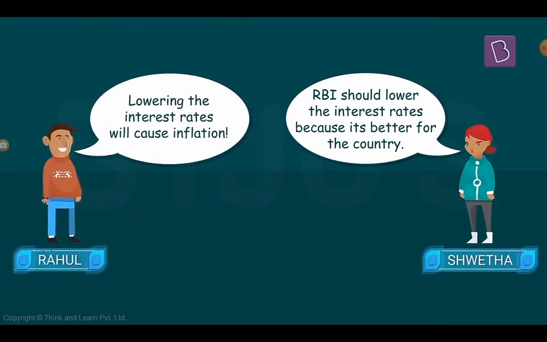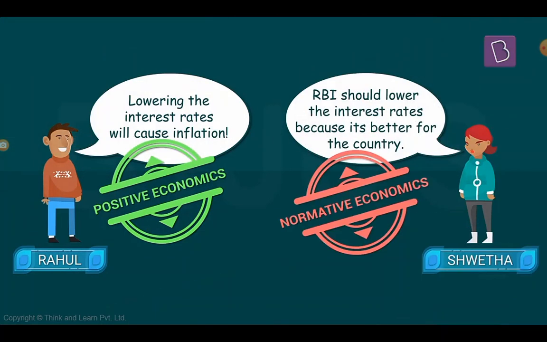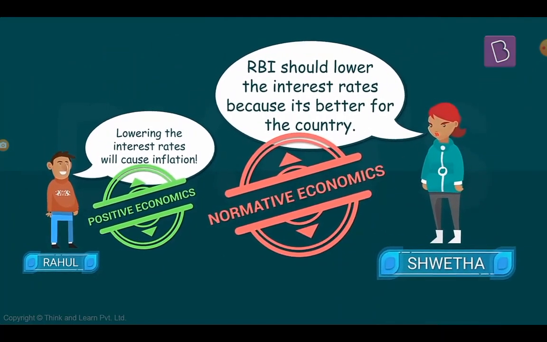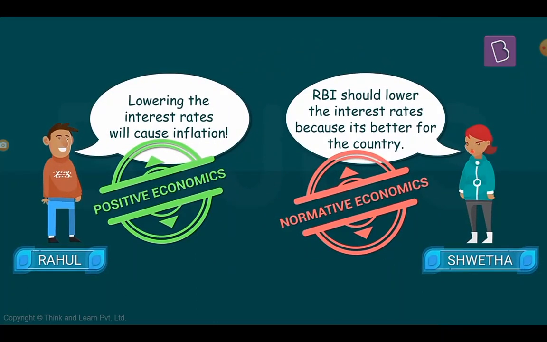A key difference between positive and normative statements is how we judge their validity. As we saw, we can, in principle, confirm or refute positive statements by examining evidence. An economist might evaluate Rahul's statement by analyzing data on changes in interest rate and changes in inflation over time. By contrast, evaluating normative statements involves values as well as facts. So, Shweta's statement cannot be judged using data alone. Deciding what is good or bad policy is not just a matter of science. It also involves our views on ethics, religion, political philosophy, etc.